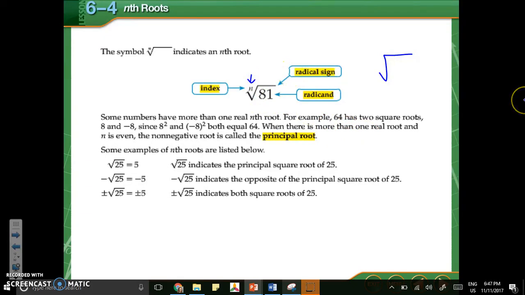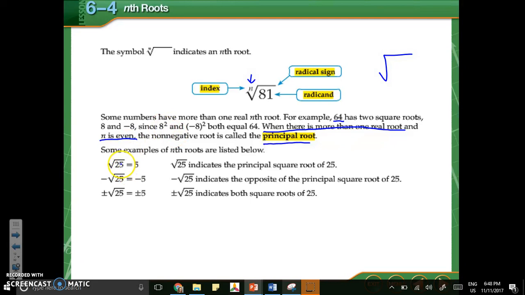All right, so here we go with the principal root thing. Some numbers have more than one root. For example, we know that 64 has 2 square roots, positive 8 or negative 8, right? Because 8 squared is 64 and negative 8 quantity squared is also 64. When there is more than one real root, and n is even, so n is the index, right? When I have an even index and there's more than one real root, then we have to choose which one we call the principal root. So which one is like the main one. The principal root is going to be the non-negative one.